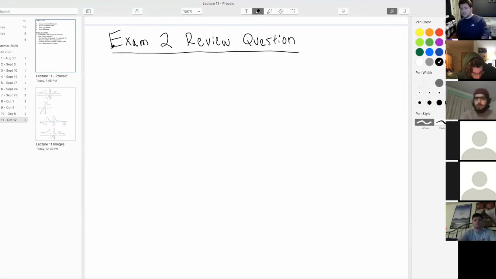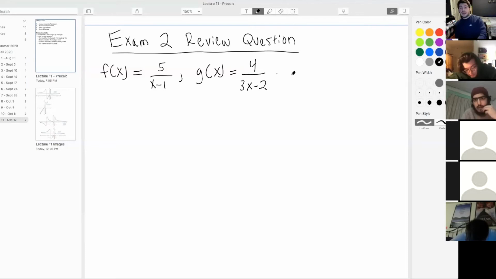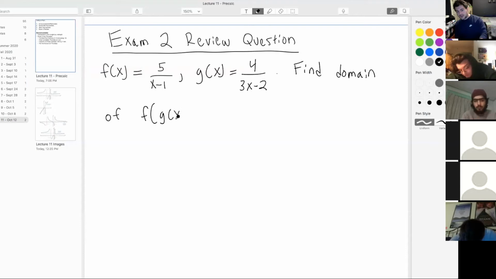All right, so here's the question. We're going to let f of x equal 5 over x minus 1, and I will let g of x be 4 over 3x minus 2. And the prompt will just be to find the domain of the composition f of g of x.